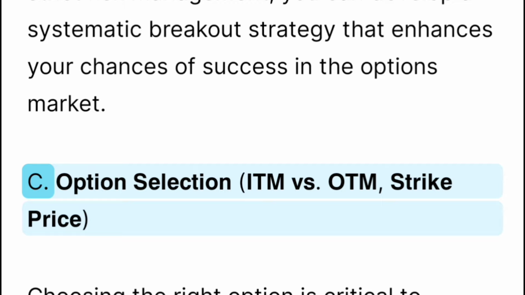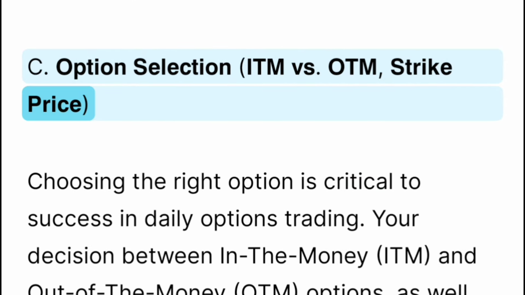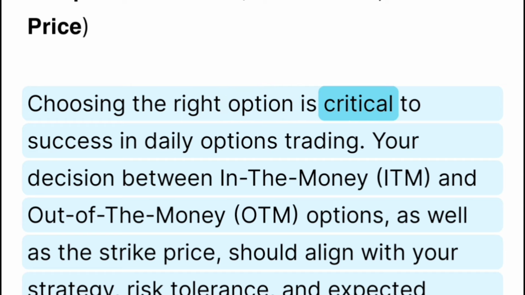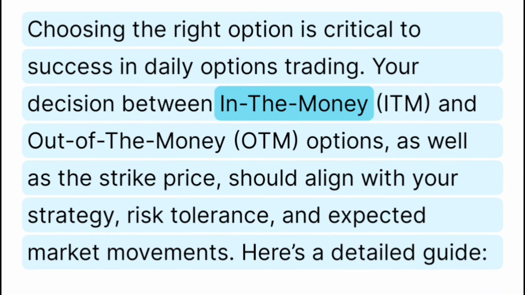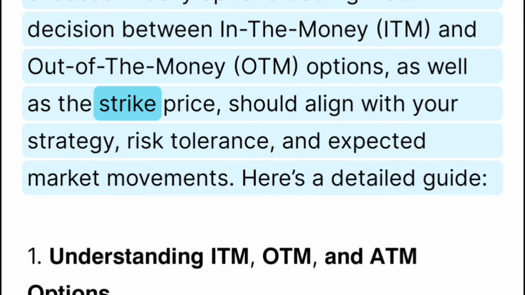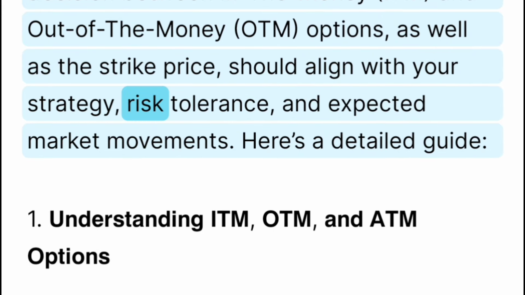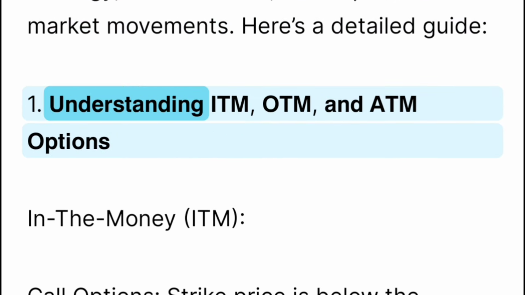C. Option selection, ITM versus OTM strike price. Choosing the right option is critical to success in daily options trading. Your decision between in-the-money (ITM) and out-of-the-money (OTM) options, as well as the strike price, should align with your strategy, risk tolerance, and expected market movements. Here's a detailed guide. 1. Understanding ITM, OTM, and ATM options.